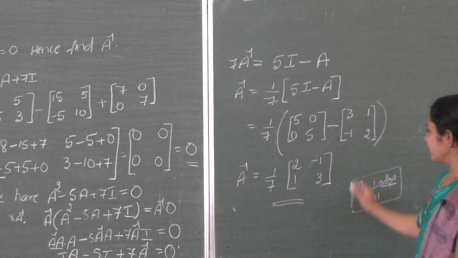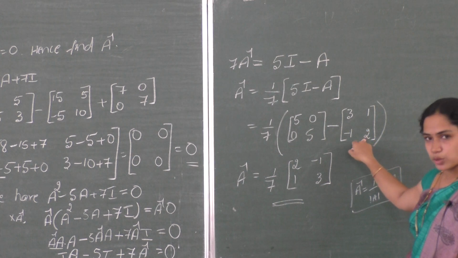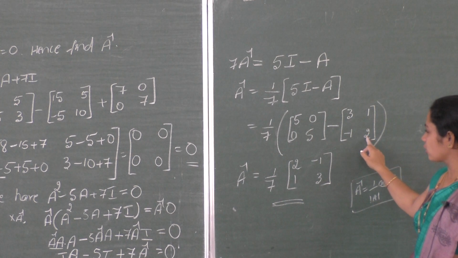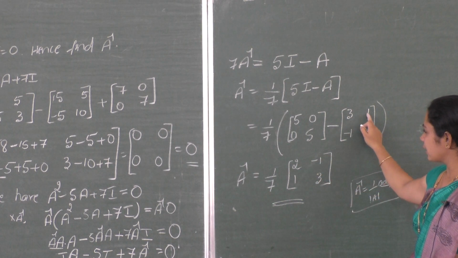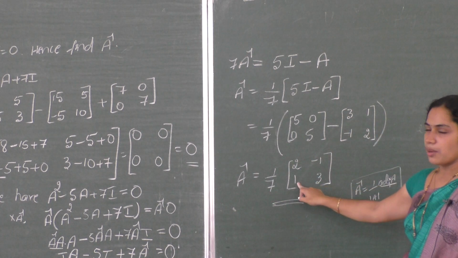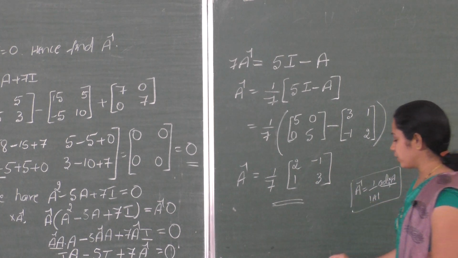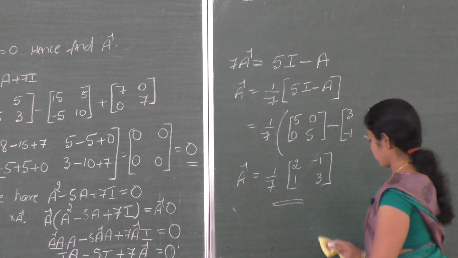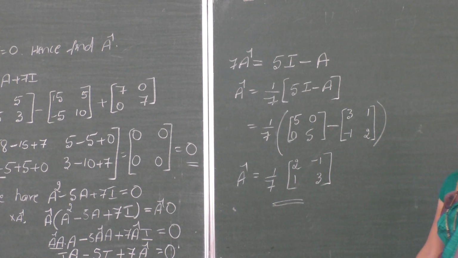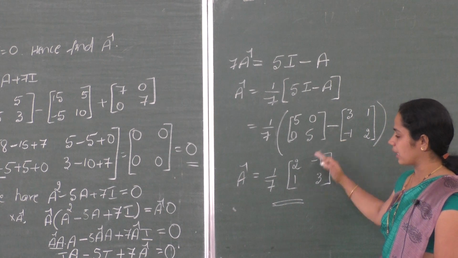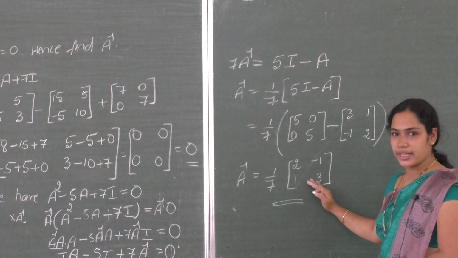What is the adjoint? For a 2 cross 2 matrix, we can find the adjoint easily by reversing this 2, 3, and changing the sign here, minus 1 plus 1. So A inverse equals 1 by 7 into 2 minus 1, 1, 3. Similarly, we can apply this for 3 cross 3 also.